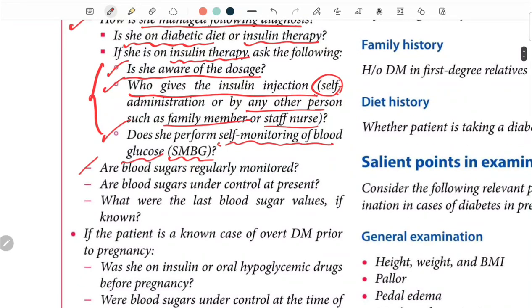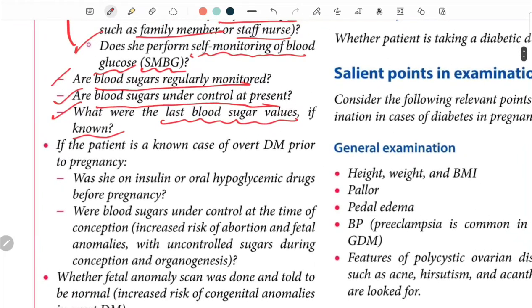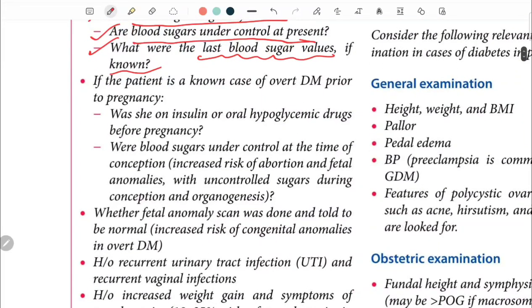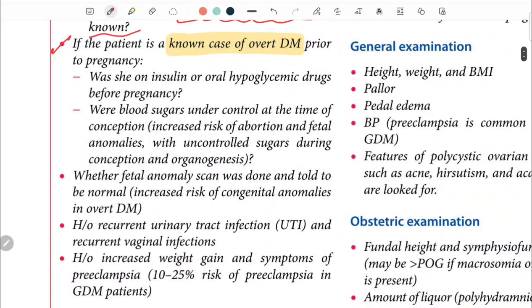Next, are the blood sugars regularly monitored? Are the blood sugars under control at present? And what were the last blood sugar values if known? What was the last blood sugar value that she remembers should be asked. Now, say the patient is a known case of overt diabetes mellitus prior to pregnancy. If she is a known case of overt DM or pre-gestational DM, ask whether she was on insulin or oral hypoglycemic drugs before pregnancy.